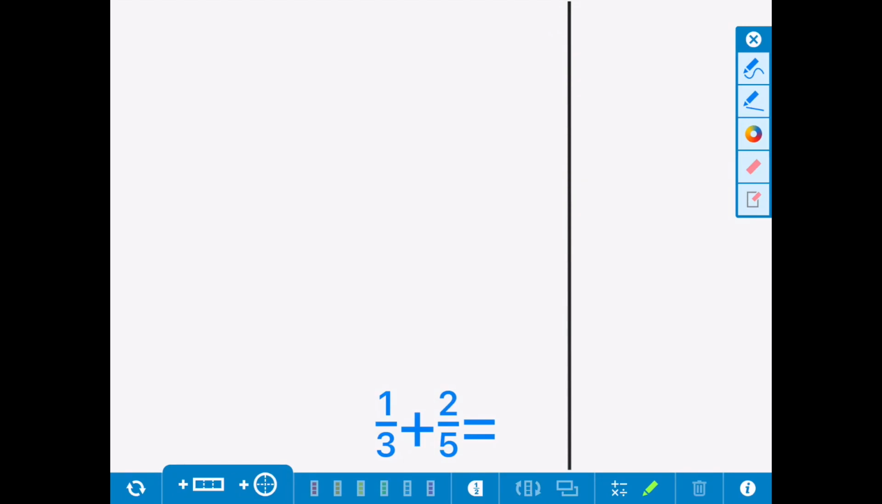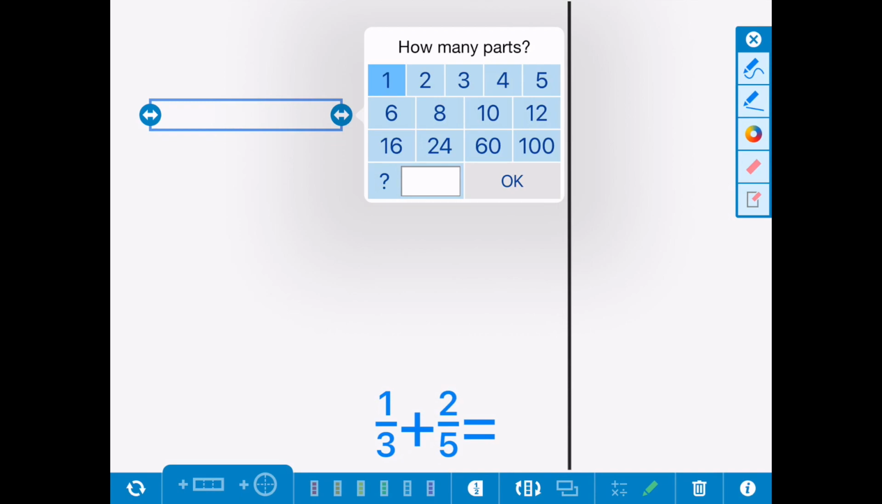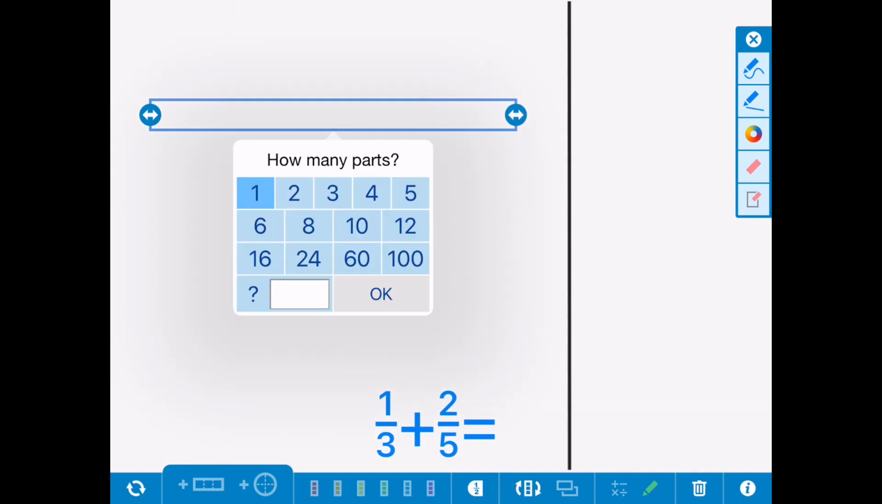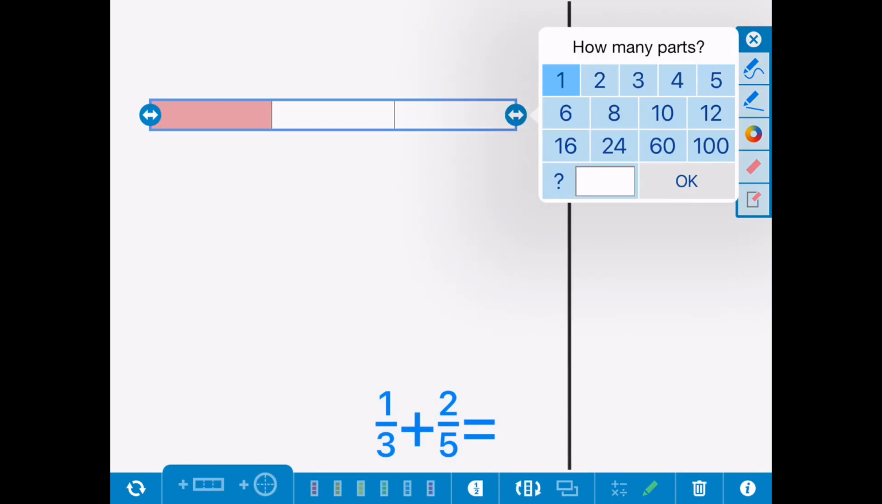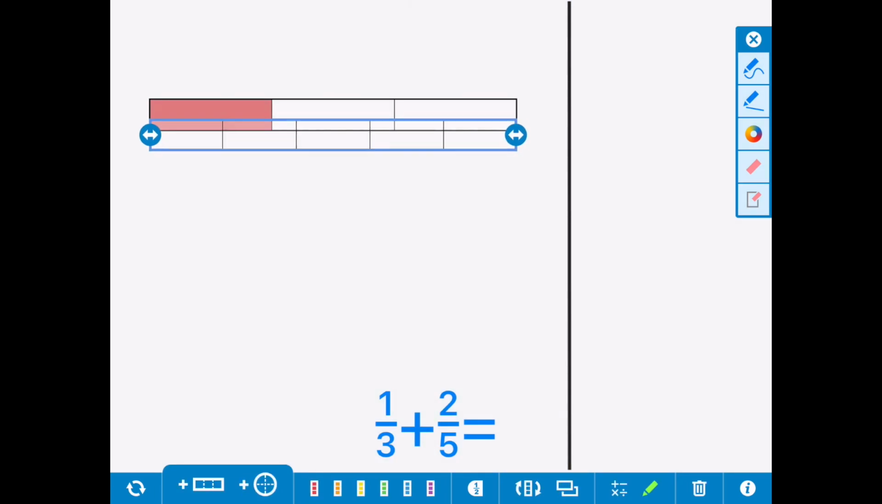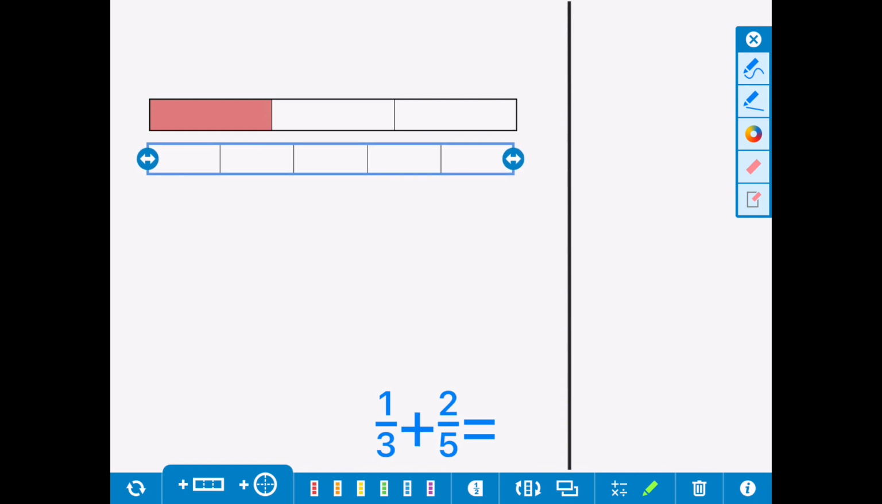When calculating fraction addition, we often start with two fractions that are broken into different amounts. So here we have a third, which we represent like this, and we want to add 1/3 to 2/5. So let's create those. We've got thirds and we've got fifths. Now the problem is that because they are different size fractions, you can't actually add them together.